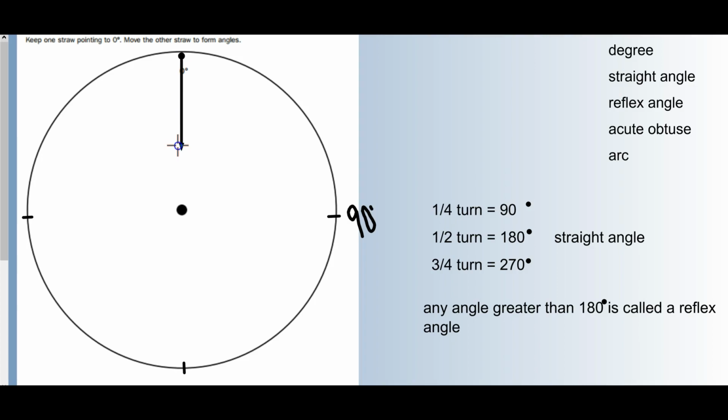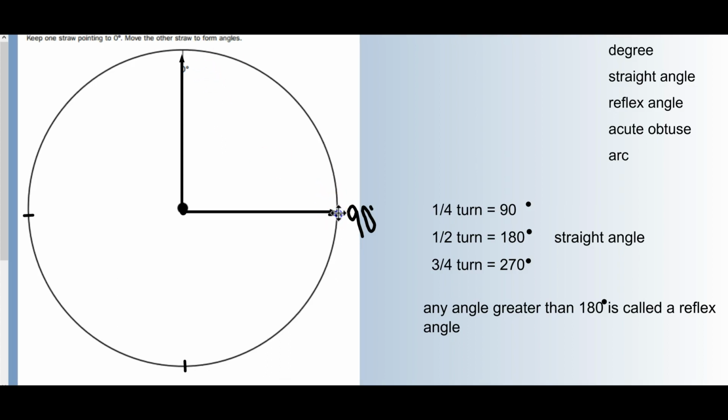If I have an angle, oops, going the wrong way. So if I have an angle that looks like this, that 90-degree angle is a right angle.